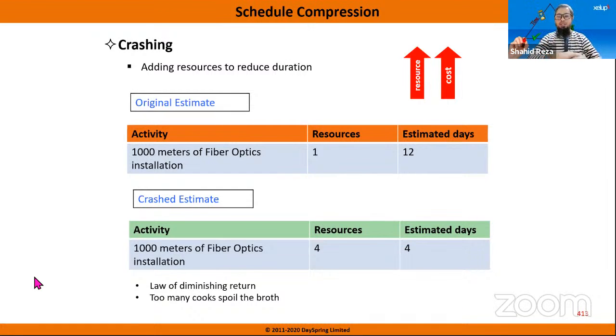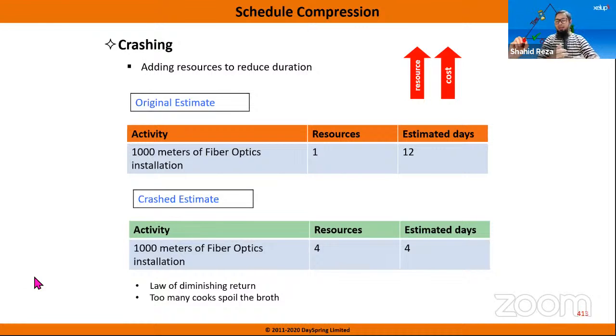So that's where schedule compression comes into play. That means you have to squeeze or compress your schedule. So you have made the schedule 6 months. Now management is asking to finish the project within 4 months. So how do you do that? How can you reduce 2 months? So there are 2 techniques for schedule compression or schedule reducing.